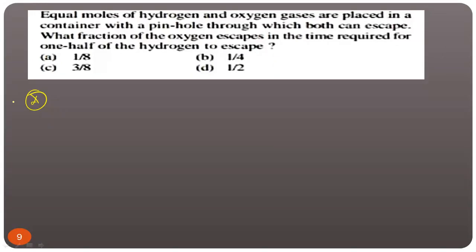Again the same formula, RMS velocity we have to use here. So how will you solve? Do it fast. Try this question.